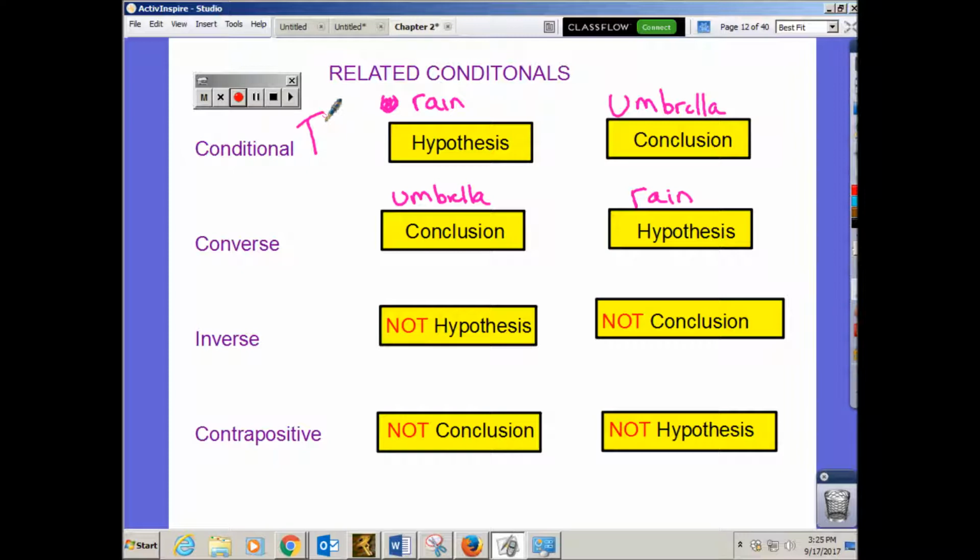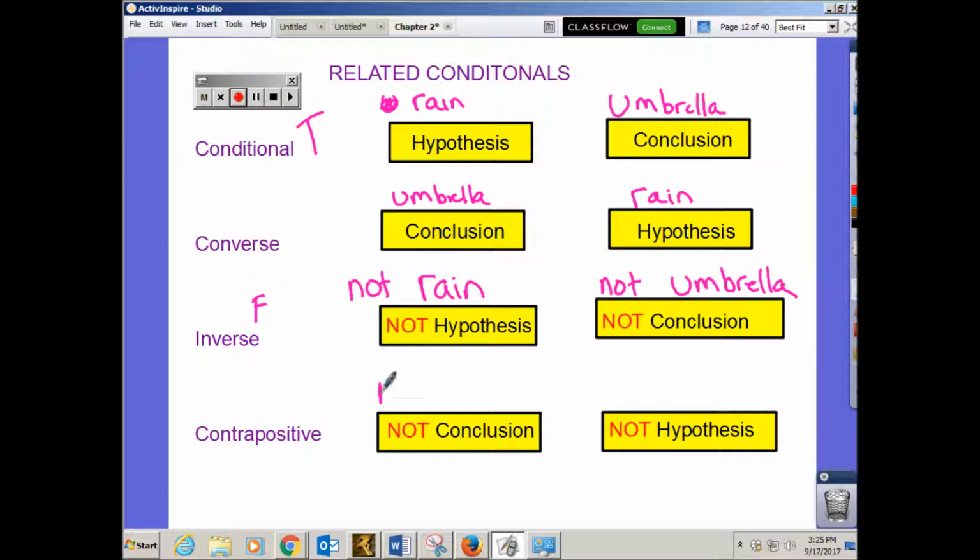The inverse is where I take my original hypothesis and my original conclusion and basically do the opposite of them. Which gets a little confusing, because if my original statement was that I wasn't going to do something, then my inverse would be that I am going to do it. Basically, if it's not going to rain, I am not going to bring my umbrella. And once again, that could be false, because what if it's not going to rain, but it's going to snow, and I want my umbrella to keep the snow off of me?